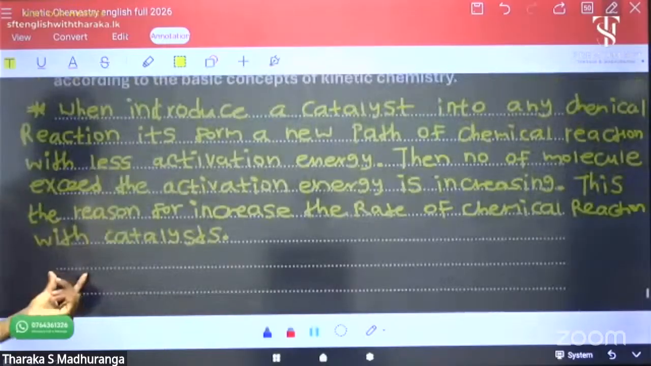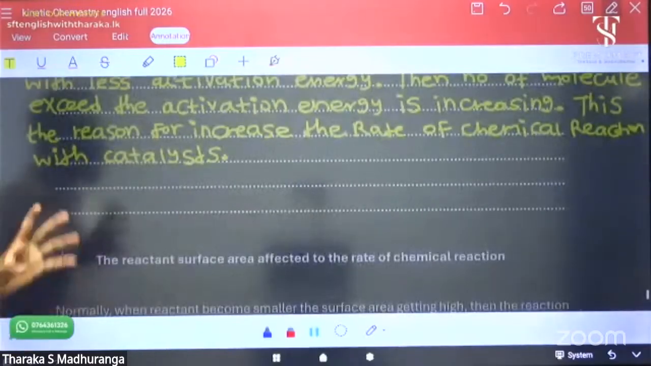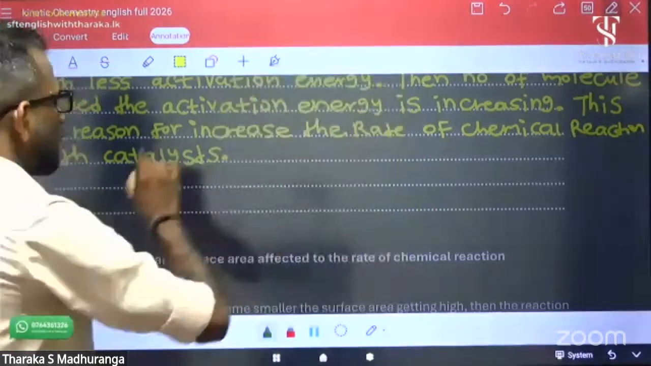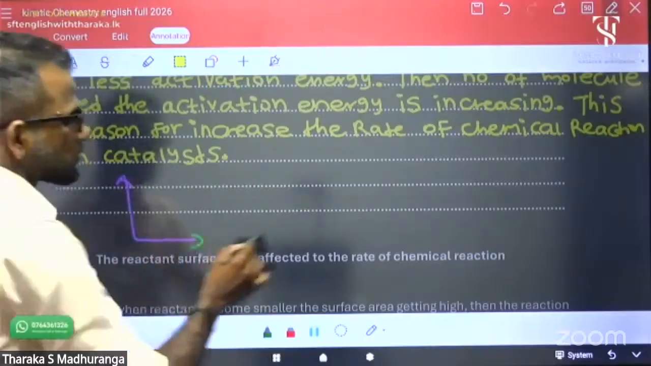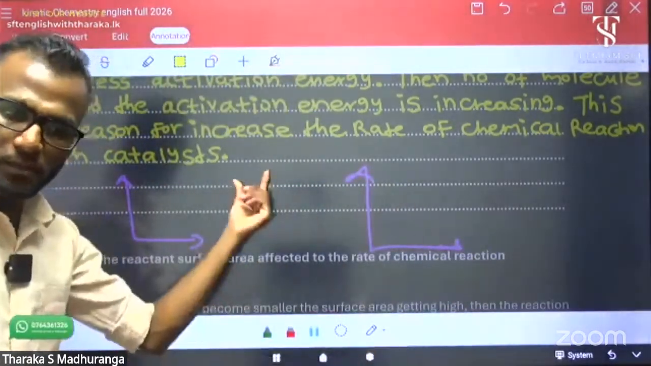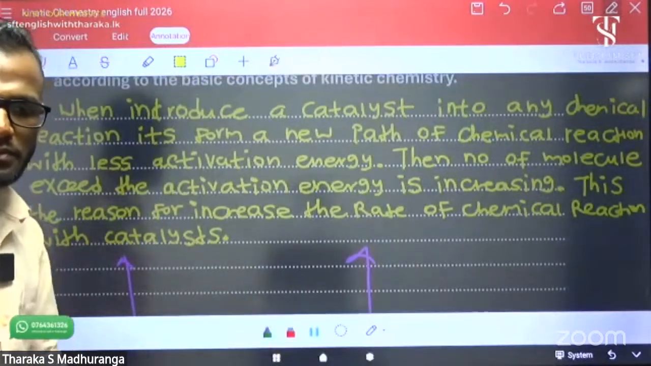Now you have very limited space. දැන් මෙතන අඳින්න තියෙන්නේ මේ graph දෙක. I complete this.